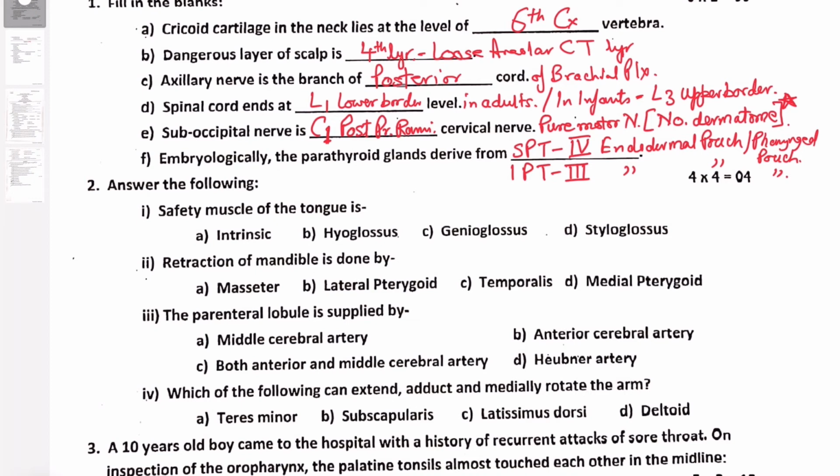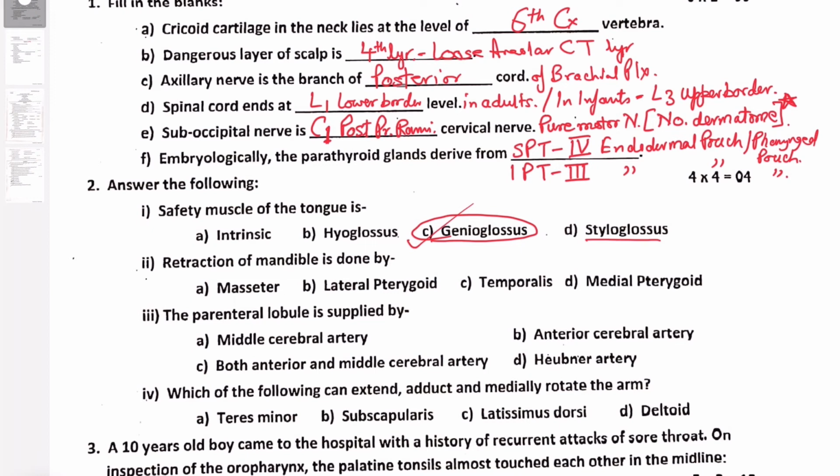By safety, it means which muscle actually prevents the falling back of the tongue so as not to block the gullet. So that muscle which actually protracts the tongue, and even in normal circumstances, because of the tone of the muscle, the tongue stays in its position, it doesn't slip back, right? And so that muscle is, yes, genioglossus.